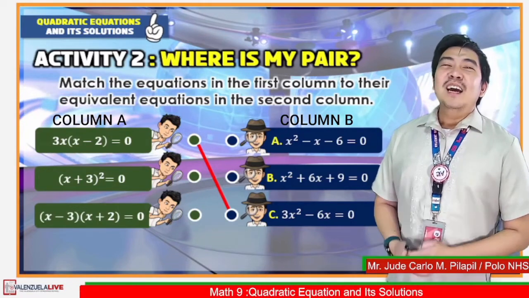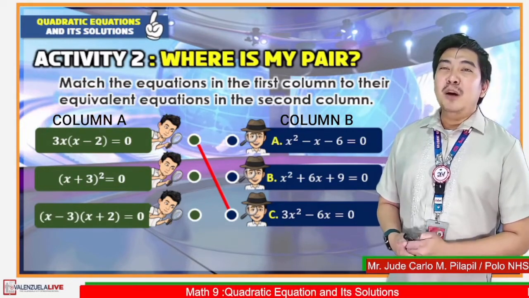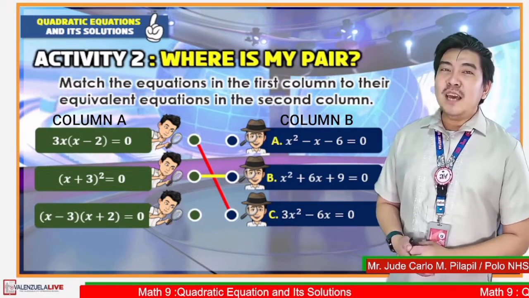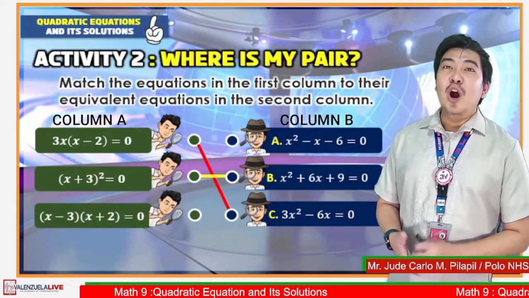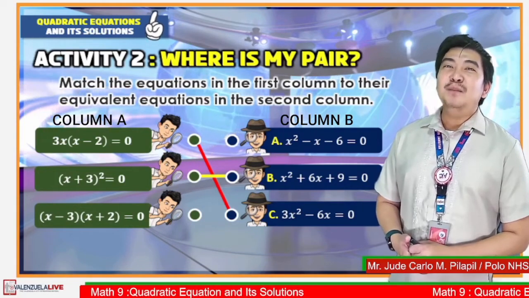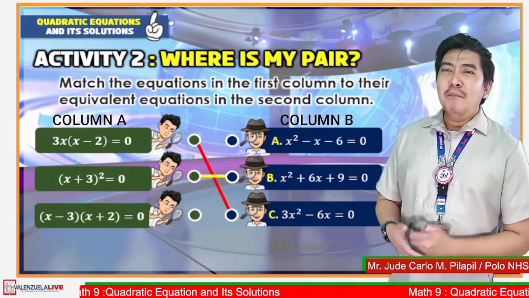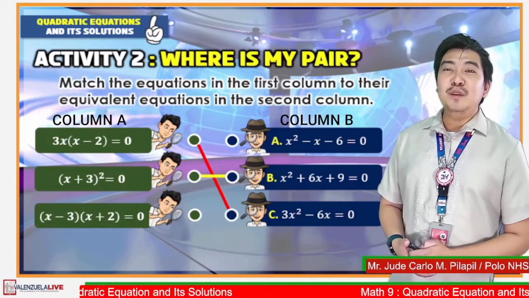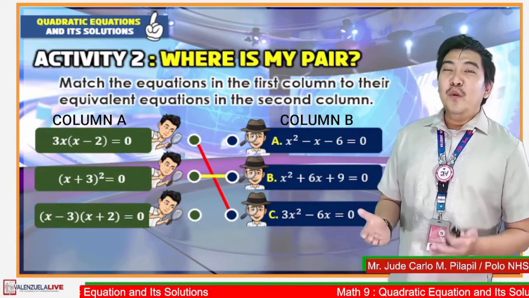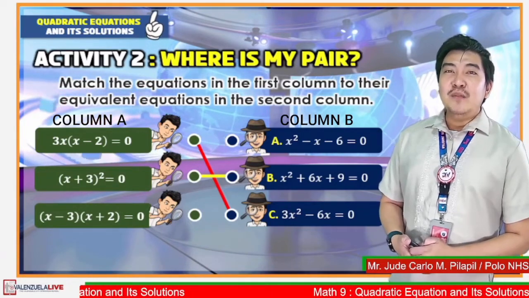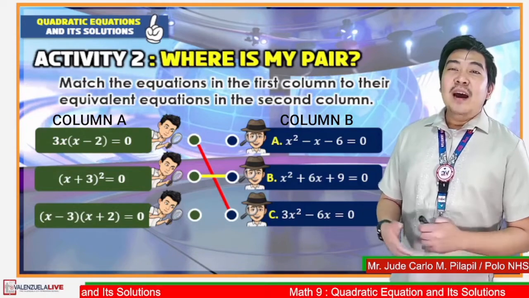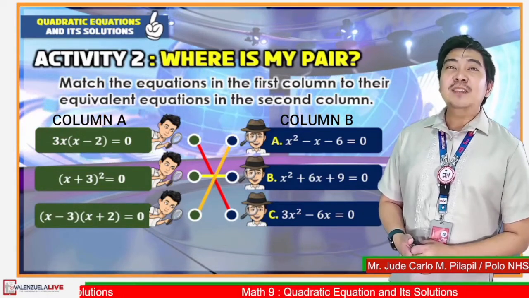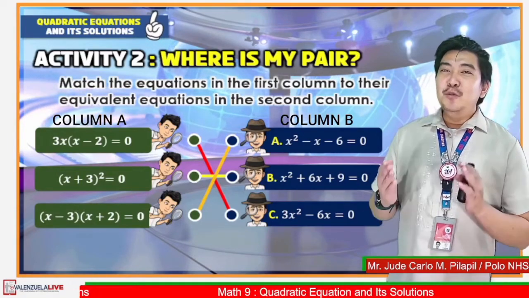Very good. If you will apply squaring a binomial technique to the equation, it will result to x squared plus 6x plus 9 is equal to 0, which corresponds to letter B. How about the last item, x minus 3 times x plus 2 is equal to 0? When FOIL method is applied to the given equation, it will have an equation equivalent to x squared minus x minus 6 is equal to 0. You are doing great!